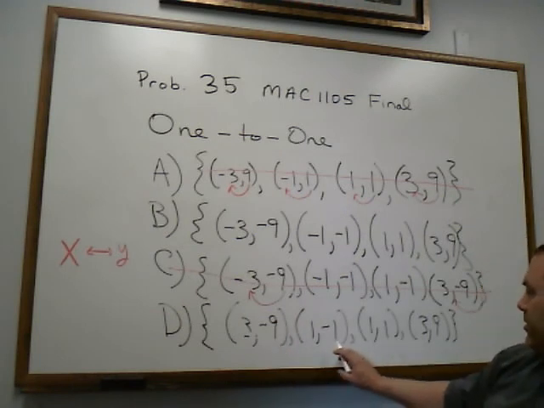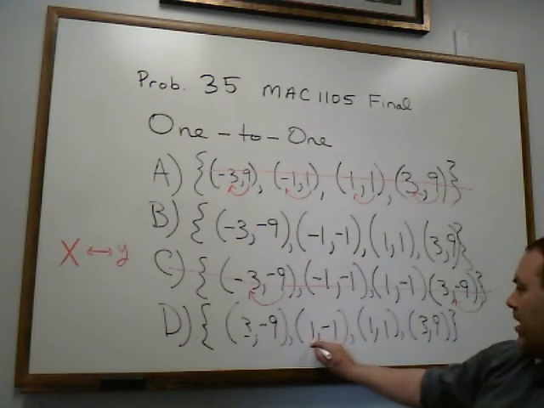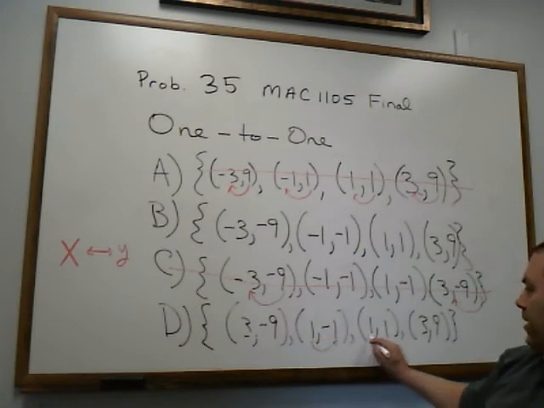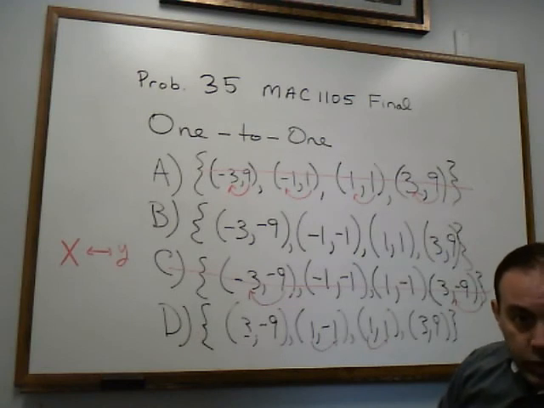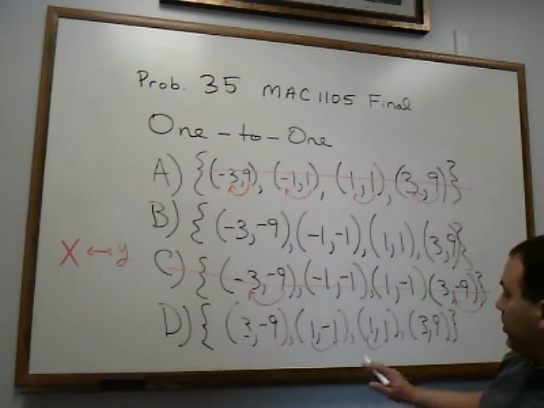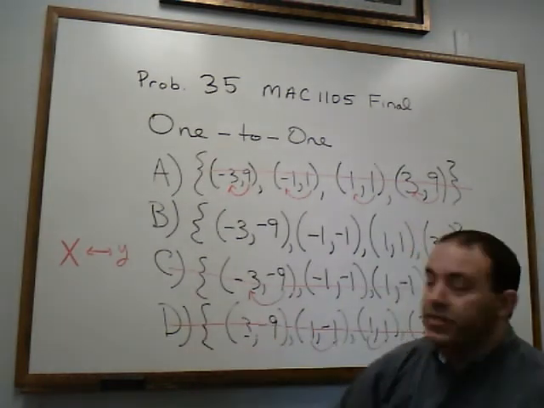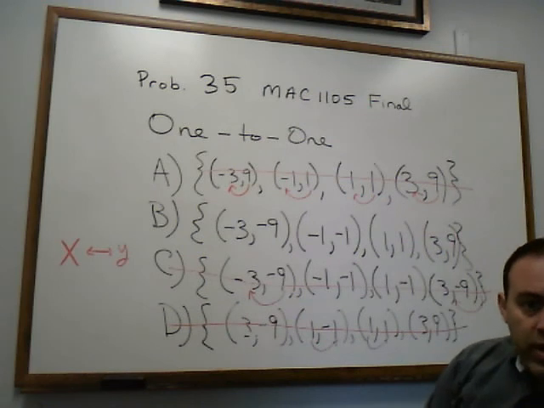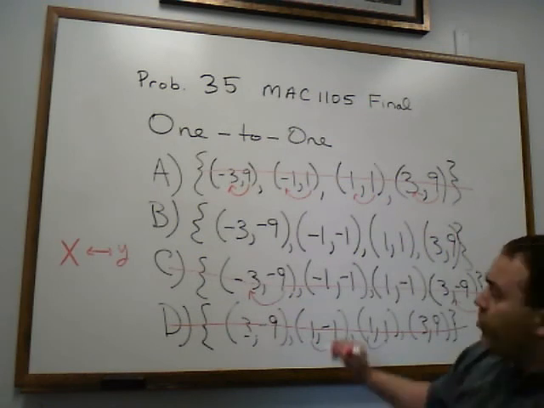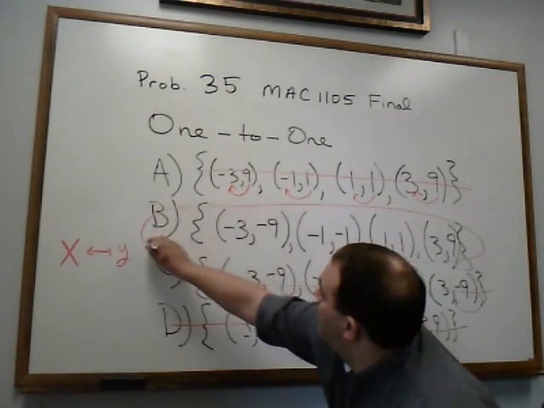Looking at choice D. Choice D has an x input of 1, giving 2 different y outputs. So choice D isn't even a function. And you can't be a one-to-one function if you're not even a function. So each x input always has to give the same y output. Choice D is eliminated. So by process of elimination, the answer to problem 35 is B.